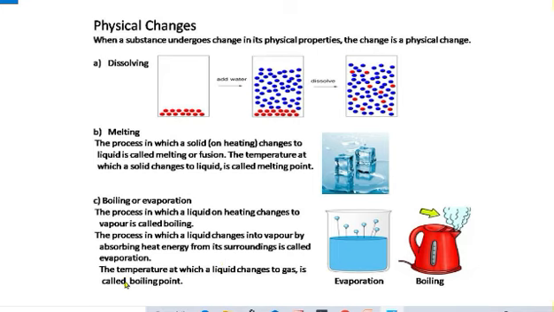Now, what is boiling point? The temperature at which liquid changes to gas. That temperature is the boiling point.